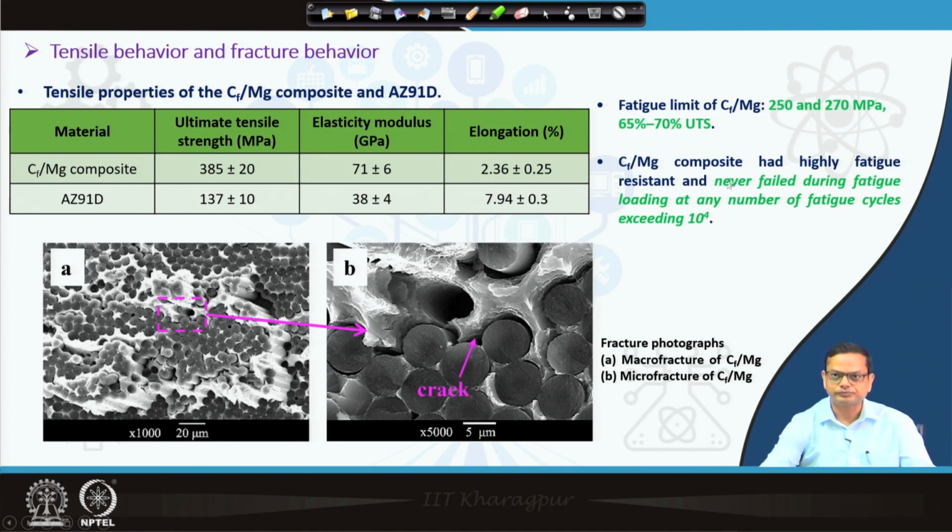However, the fatigue limit improves. You can see here it had high fatigue resistance and never failed during fatigue loading at any number of fatigue cycles exceeding 10 to the power 4. So, the fatigue resistance of this composite material increases manifold once this kind of reinforcing by carbon fiber has been done in the matrix.